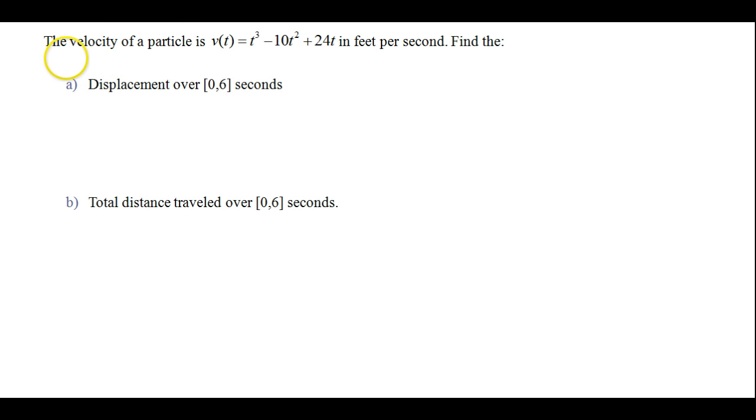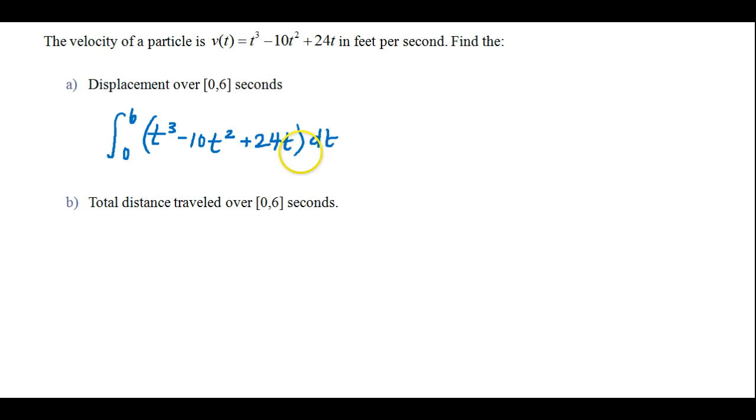Alright, so here we're given a velocity function. The velocity of a particle is given by v of t equals t cubed minus 10t squared plus 24t in feet per second. First we're being asked to find the displacement over the interval from 0 to 6 seconds. Here I want to focus on the setups of each of these problems. If I'm looking for displacement over the time from 0 to 6 seconds, the integral I'm setting up is the integral from 0 to 6 of the velocity function, t cubed minus 10t squared plus 24t dt.